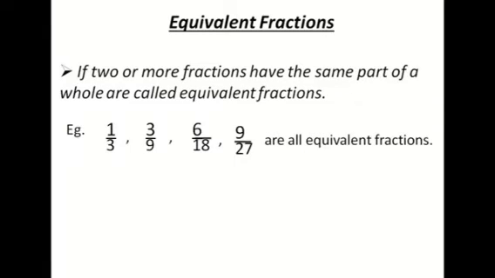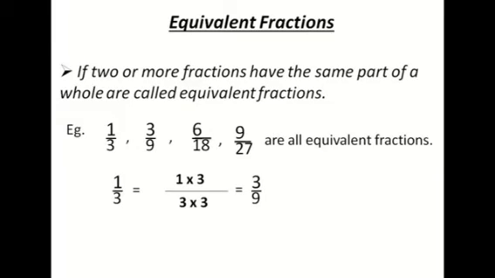How? Look at this. 1 by 3. This is the value of the fraction. If I multiply the numerator and the denominator by 3, I get a new fraction, 3 by 9. So the value of 1 by 3 and the value of 3 by 9 of a whole is the same. That's why they are equivalent fractions.